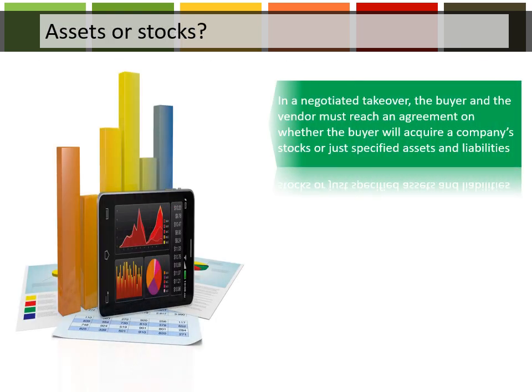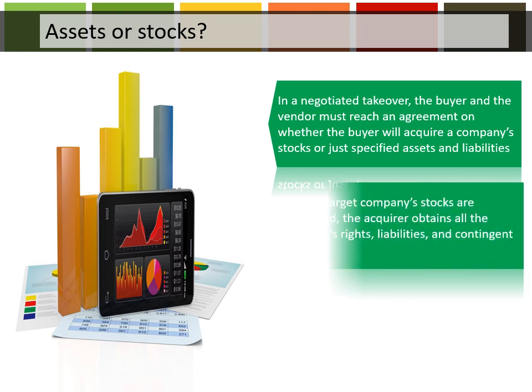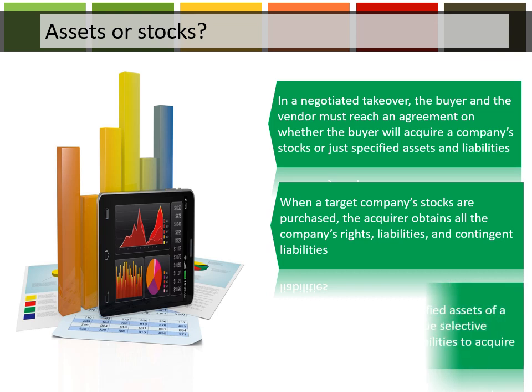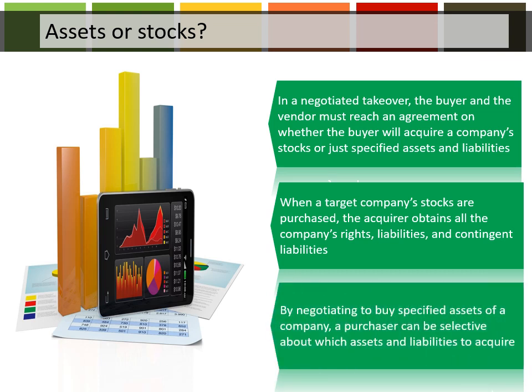Assets or stocks. In a negotiated takeover, the buyer and the vendor must reach an agreement on whether the buyer will acquire a company's stocks or just specified assets and liabilities. When a target company's stocks are purchased, the acquirer obtains all the company's rights, liabilities, and contingent liabilities. By negotiating to buy specified assets of a company, a purchaser can be selective about which assets and liabilities to acquire.